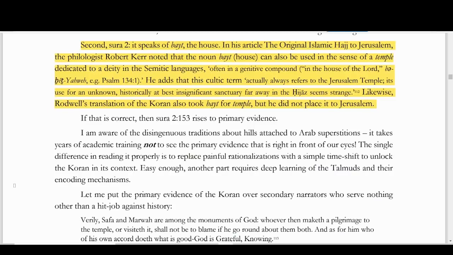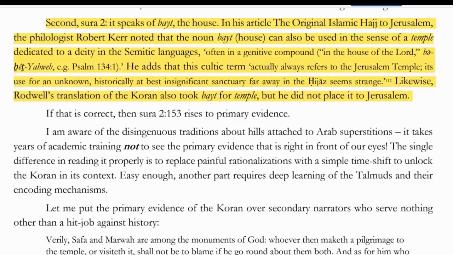Its use for an unknown, historically at best insignificant sanctuary far away in the Hijaz seems strange. Likewise, Rodwell's translation of the Quran also took Beit for temple, but he did not place it in Jerusalem. If that is correct, then Surah 2:153 rises to primary evidence. I'm aware of the disingenuous traditions about hills attached to Arab superstitions. It takes years of academic training not to see the primary evidence that is right in front of our eyes.